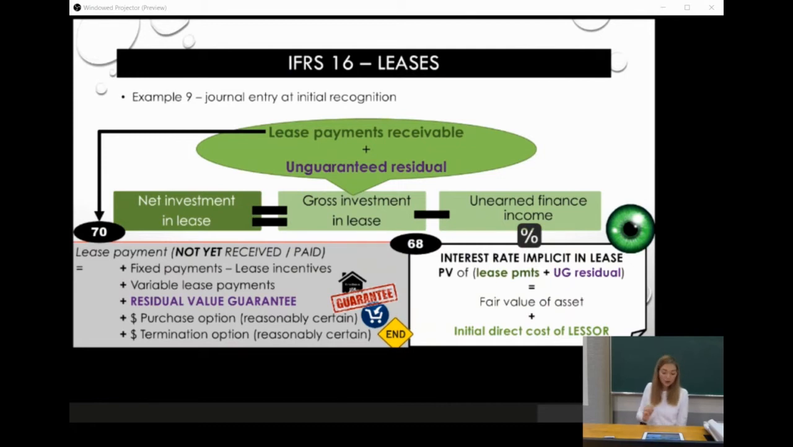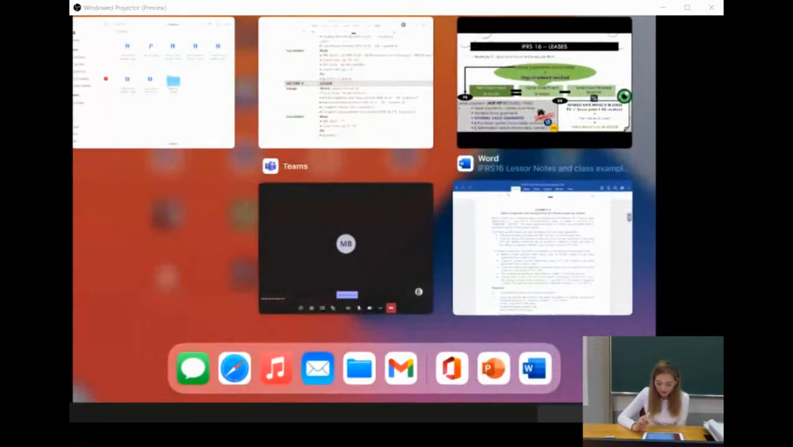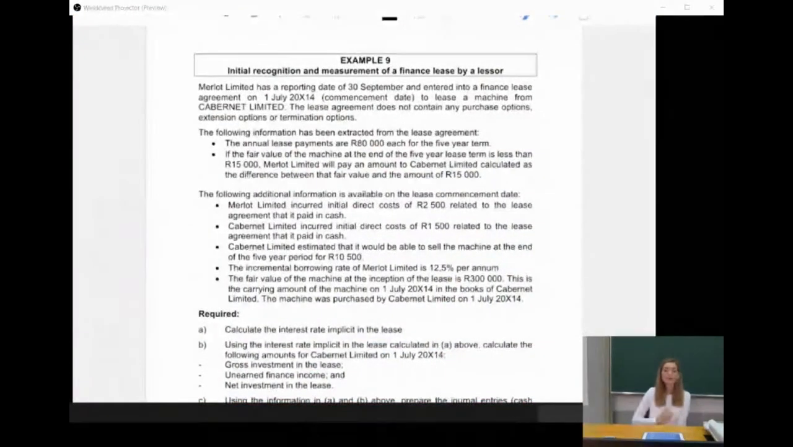Okay, so let us look at example 9. Example 9 will show us the initial recognition for a finance lease, for a lessor. So just open your notes, get your notes open in front of you like I am doing now. Cool. And then we'll look at example 9.